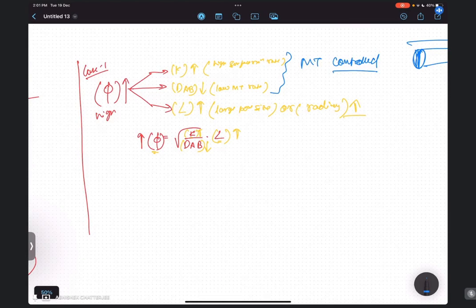बताओ यहाँ तक क्लियर है कि नहीं? यहाँ तक क्लियर है ना? एक सेकंड.